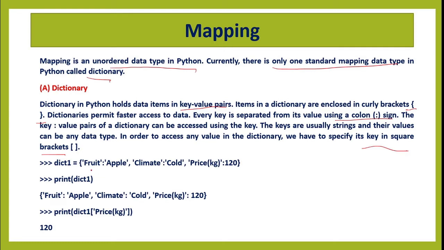We are assigning the key value pairs fruit, apple, climate, cold, price of kg 120 to variable dict1. Then we type the command print of dict1. Okay, it shows the result as fruit, apple, climate, cold, price of kg 120. In the next one, I want to print the individual key element. So here I am using print of dict1 of price kg. So this is the key value. So this one returns the value, that is 120.